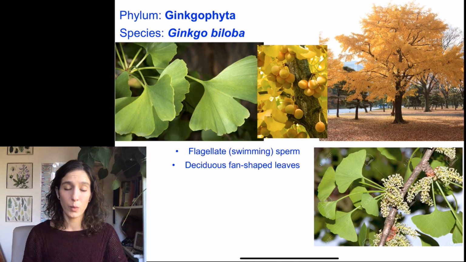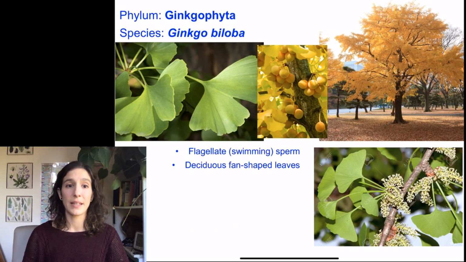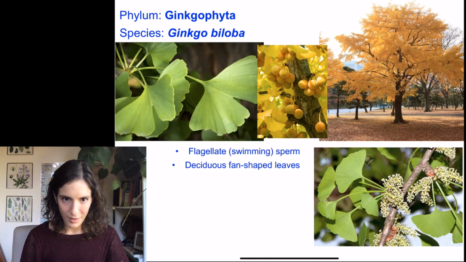So it's not like they all evolved at the same time or for the same amount of time. It's just who are the descendants of some very old common ancestors. And it turns out that this is the sole living member, descendant of a very old common ancestor. This is the only species of this entire phylum.